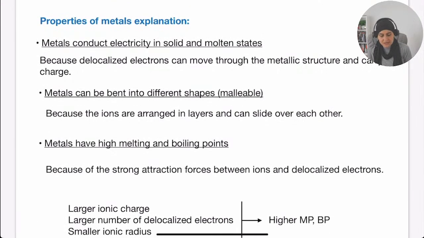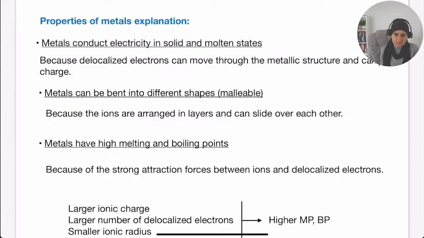So metals conduct electricity in solid and molten states, both solid and molten, because they have delocalized electrons that can move through the structure and carry charge. Metals are malleable, which means that they can be bent into different shapes, and that is because ions are arranged in layers and layers can slide over each other. This is the mark scheme answer. So make sure you know how to explain malleability.